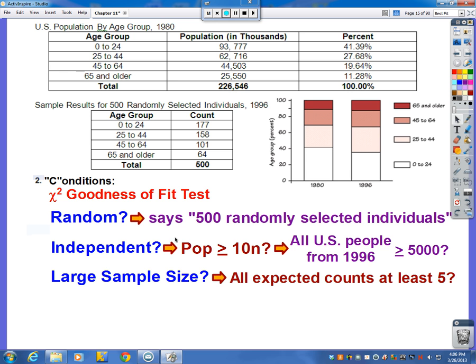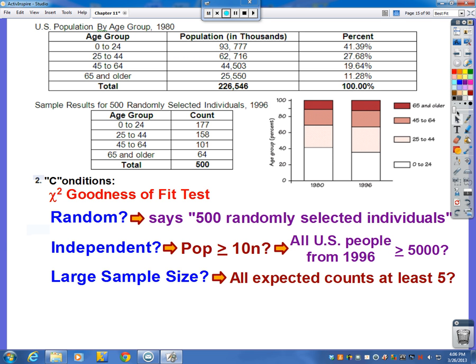For the independent condition, you're still going to be asking, is the population at least 10 times the sample size? Our population is all US people from 1996, because that's when our sample was taken. We sampled 500 individuals in 1996, so 10 times that makes 5,000. Can we assume that there are more than 5,000 people in the US in 1996? Of course there are.